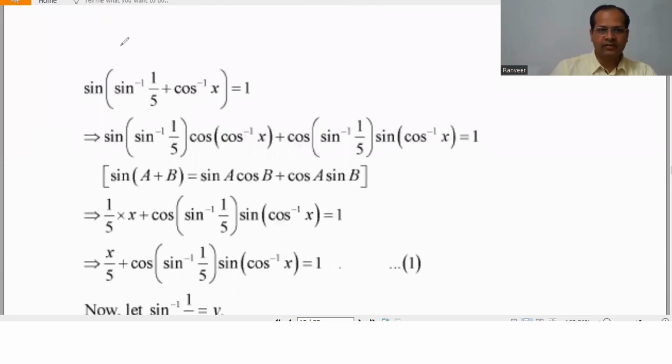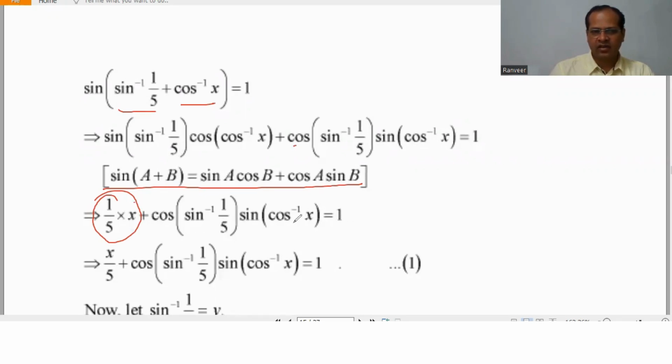So sine inverse 1 by 5, we assume sine of A plus B. Sine A plus B is sine A into cos B plus cos A into sine B. This formula we will apply here. Sine of sine inverse 1 by 5 is 1 by 5, into cos of cos inverse x, which equals x. So this is x by 5, plus cos of sine inverse 1 by 5 into sine of cos inverse x.